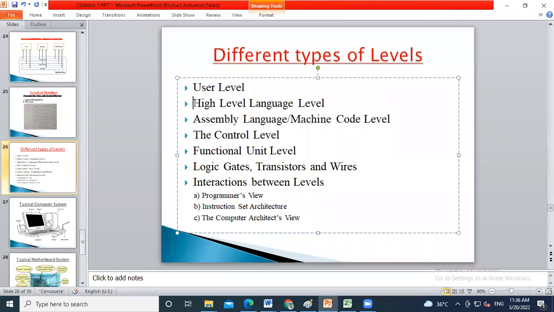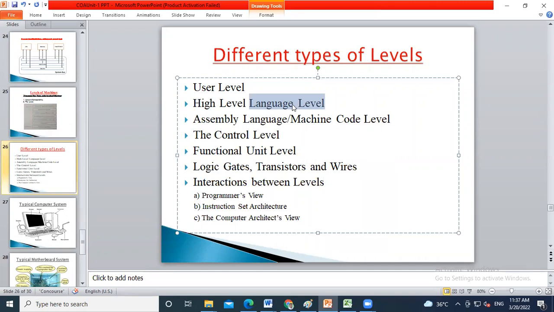Next is the high level language level. From machine language to high level language transformation, many programmers of the computer use high level languages such as C programming, Java, Pascal, and Fortran to interact with the computer at this level. So the programmer only needs the language, and the difficulties of translation are handled for these high level languages like C, C++, Java, Pascal, Fortran. All those languages come under this level.